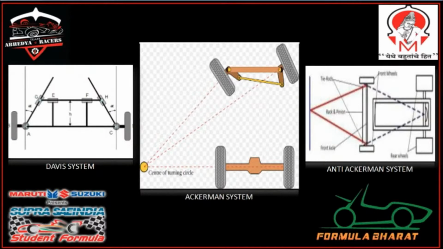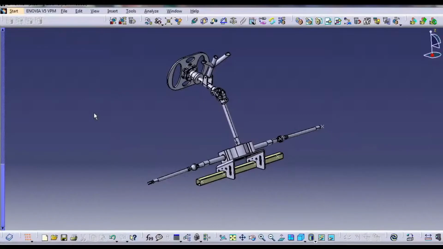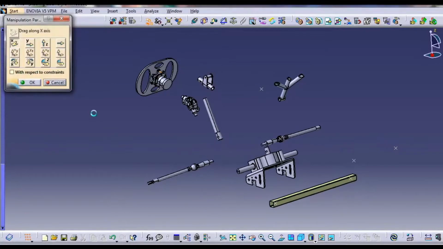By comparing all three steering mechanisms, we come to a conclusion that Davis or anti-Ackermann steering systems would be difficult to steer at low or medium speed. So we selected the Ackermann steering mechanism. This helps to reduce the weight of the steering column and provide good directional stability. After selecting that, you have to consider some factors such as caster, camber, toe in, toe out, scrub radius, kingpin inclination, etc. Now on your screen, you can see the various components of the steering system.